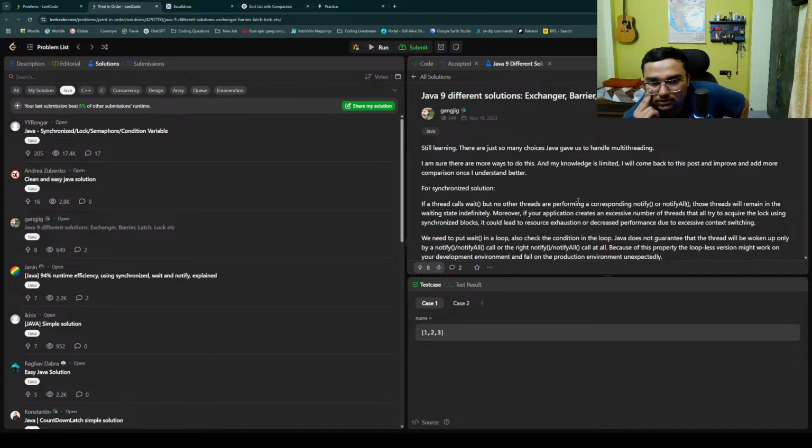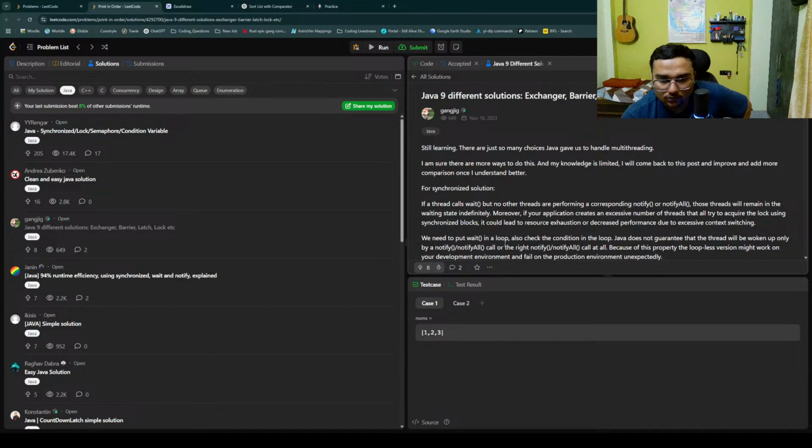For the synchronized solution, if a thread calls wait but no other threads are performing a corresponding notify or notifyAll, those threads will remain in the waiting state indefinitely. Moreover, if your application creates an excessive number of threads that all try to acquire the lock using synchronized blocks, it could lead to resource exhaustion or decreased performance due to excessive context switching.